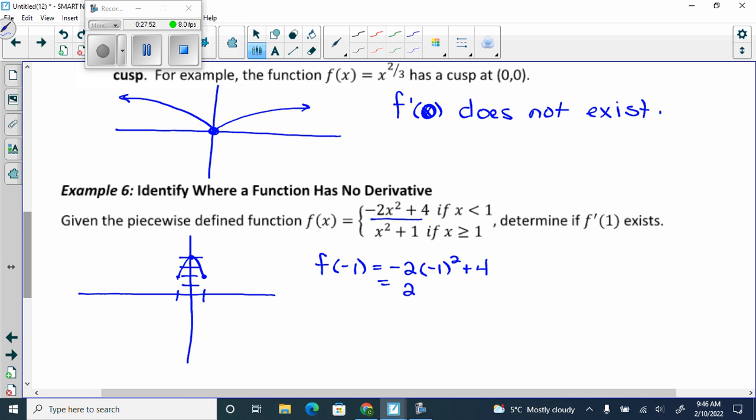I think you get 2 wrong. Oh, wait. Could be. It's just a concave down parabola.